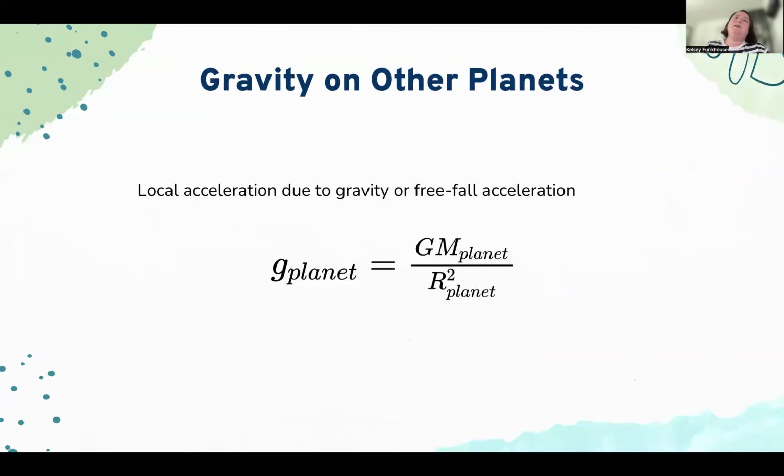Okay, and then I also want to talk about local free fall acceleration, or acceleration due to gravity on other planets. If you look back at the lectures on this, we derived this equation. The free fall acceleration of the planet is that G, again, that constant, times the mass of the planet divided by the radius of the planet squared. So if you have the mass of a planet and the radius of it, you can figure out what the free fall acceleration would be.